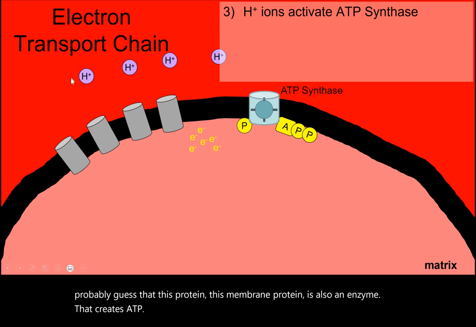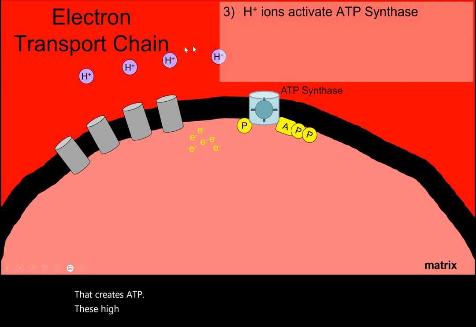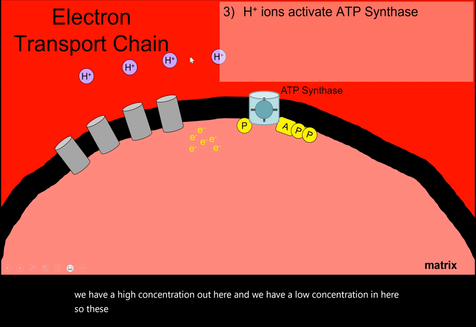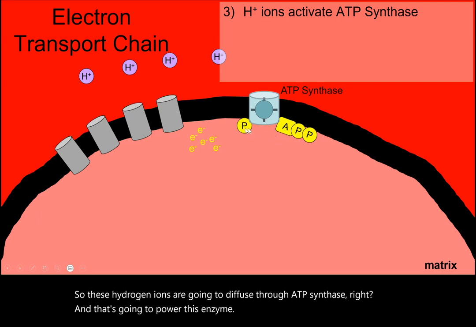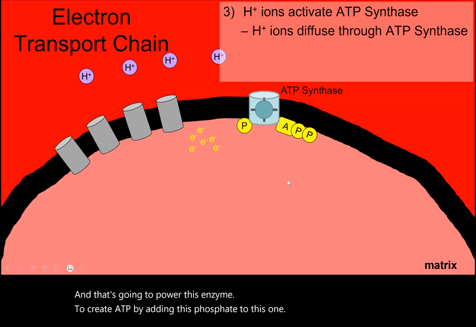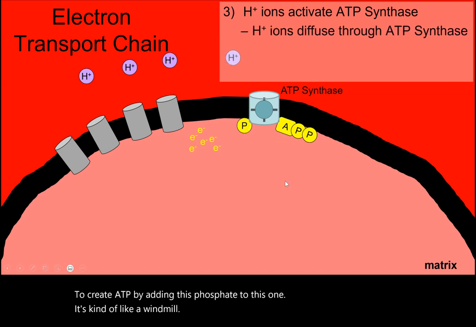These hydrogen ions, right? Now we have a concentration gradient where we have a high concentration out here and a low concentration in here. So these hydrogen ions are going to diffuse through ATP synthase, right? And that's going to power this enzyme to create ATP by adding this phosphate to this one. It's kind of like a windmill or like a water wheel.